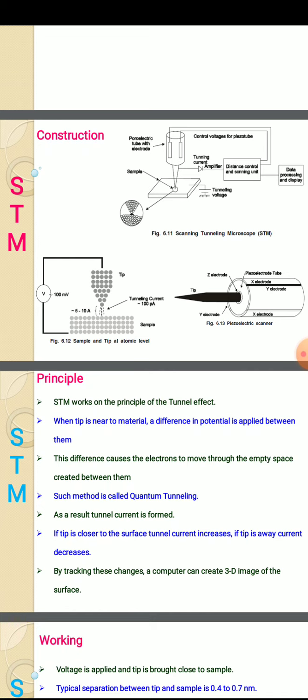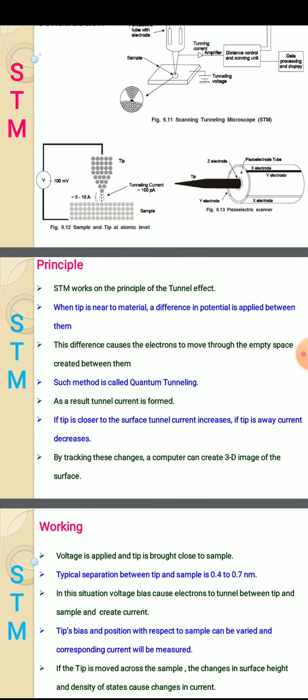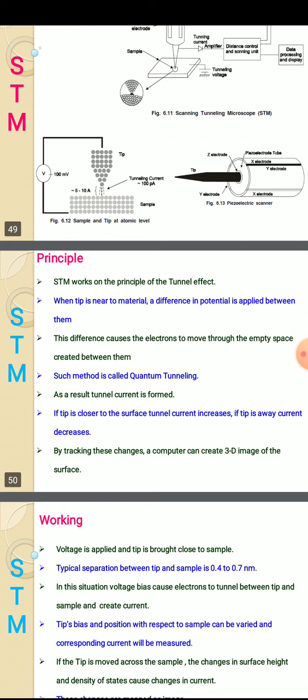If the tip is moved close to the surface, the tunneling current increases. If it is away from the surface, the tunneling current decreases. By these changes, we can calculate or view 3D images in the system. This is the principle of our STM.